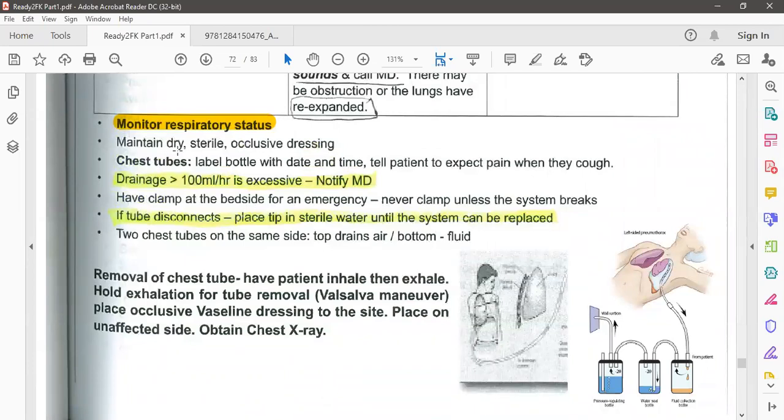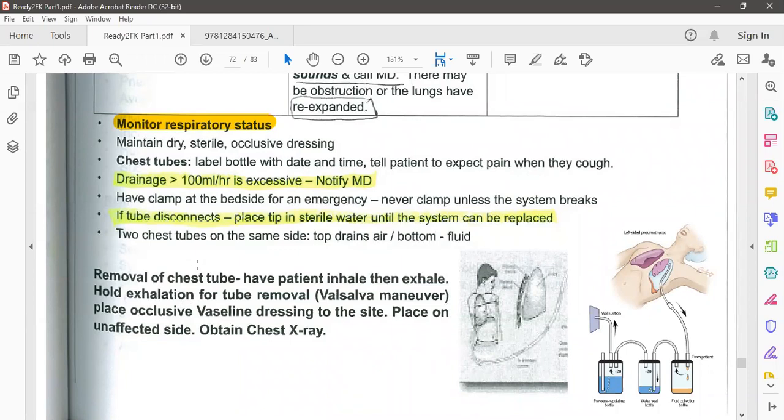So we could monitor, right? We could monitor the respiratory status. Now I'm going to explain two more things. One is nursing care, and also what we have to follow during the removal of the chest tube, right? And also what are the complications?